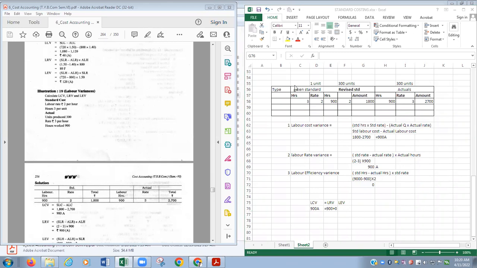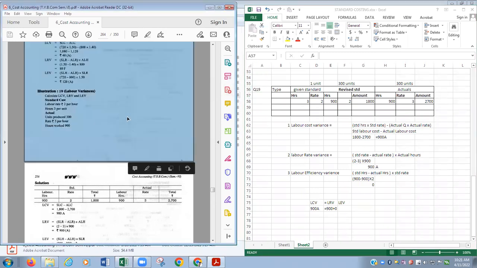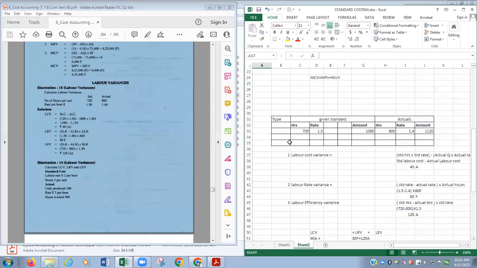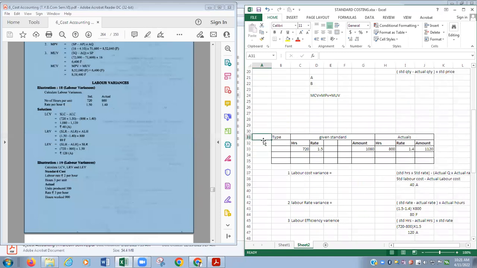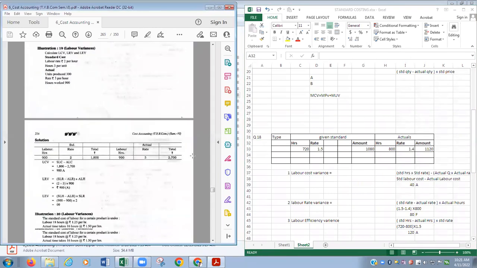Somewhere I wrote 9,000. Yeah, this keyboard is very old, very difficult to punch in the values properly. Okay, so I hope you have understood this question. This was sum number 19. The previous one was 18. Now I'll take one sum in which different types of labor will be there, that is skilled, semi-skilled. Okay, so that we can wind up our syllabus today itself.